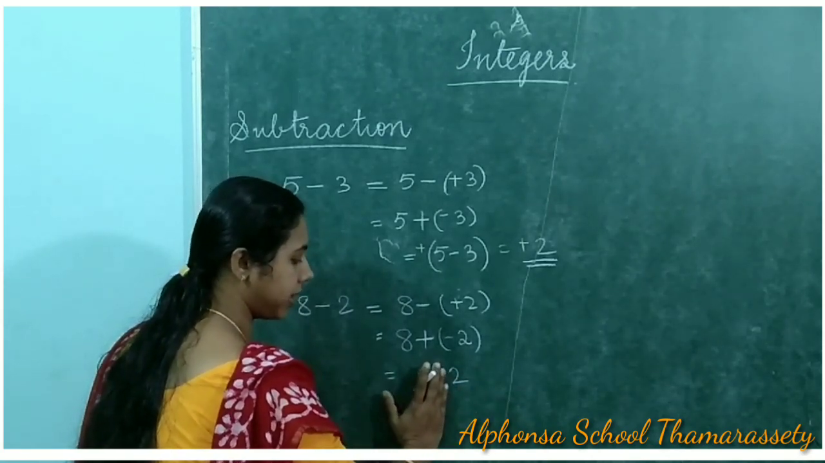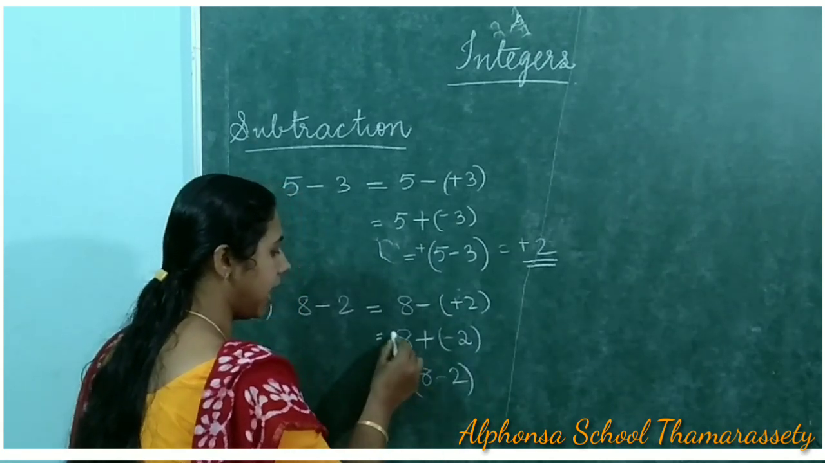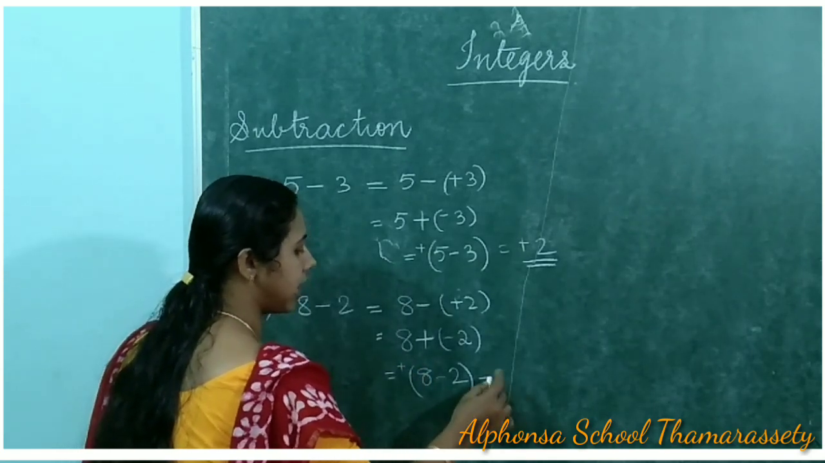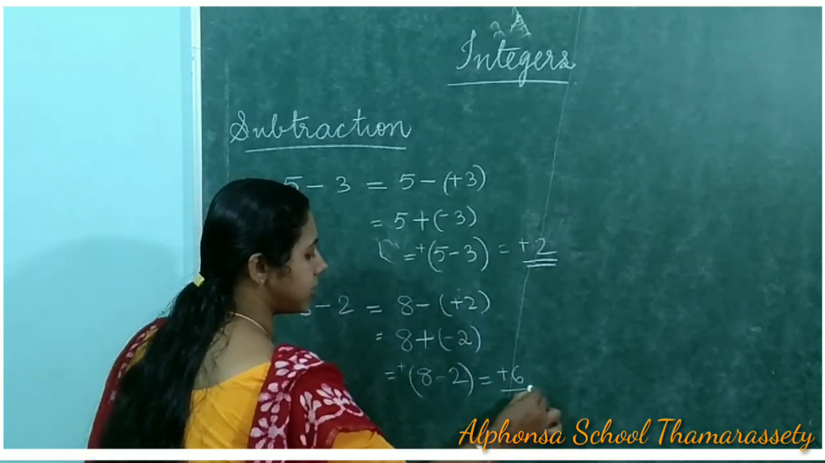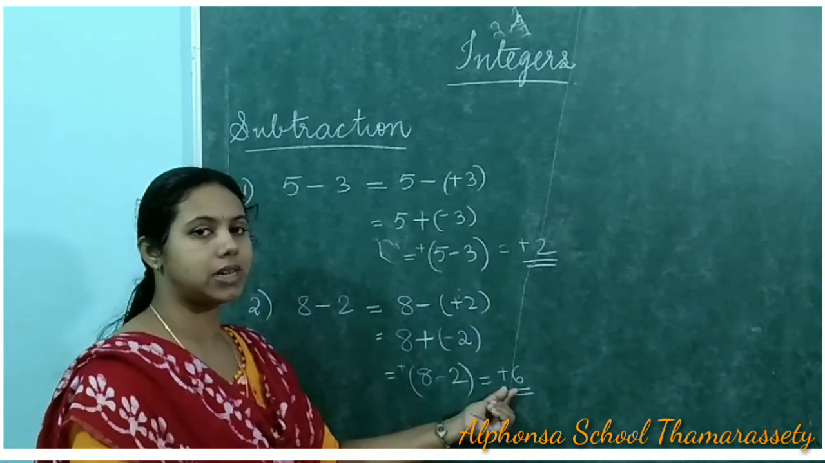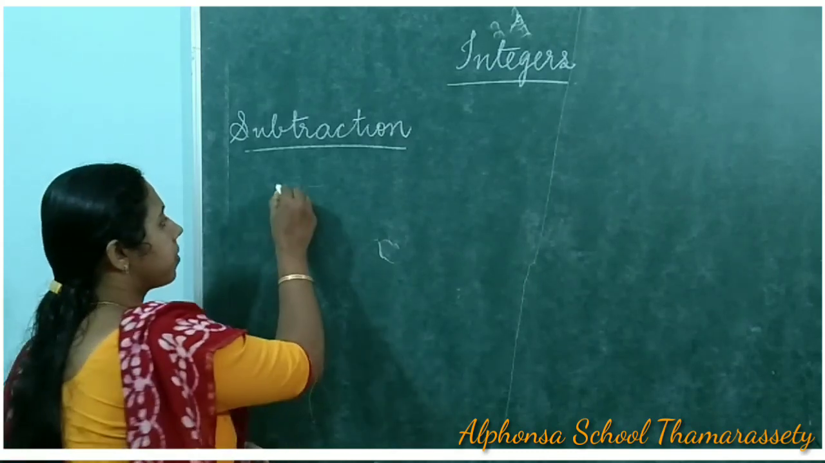The 2 is smaller than 8. So 2 is subtracted from 8 and we put the bigger number's sign. Here the bigger number's sign is positive. So 8 minus 2 is equal to positive 6. See the next question.